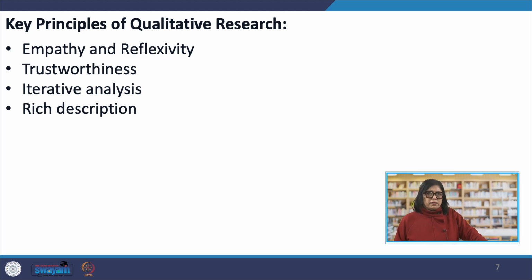Trustworthiness is yet another important quality of qualitative research. Establishing trustworthiness in qualitative research involves demonstrating credibility, transferability, dependability, and confirmability. Researchers can enhance trustworthiness by using various strategies such as triangulation, member checking, peer debriefing, and reflexivity.